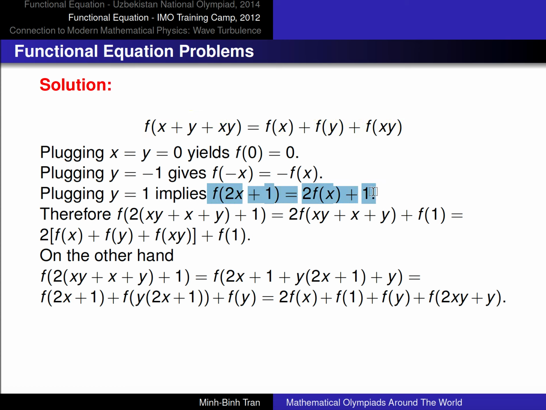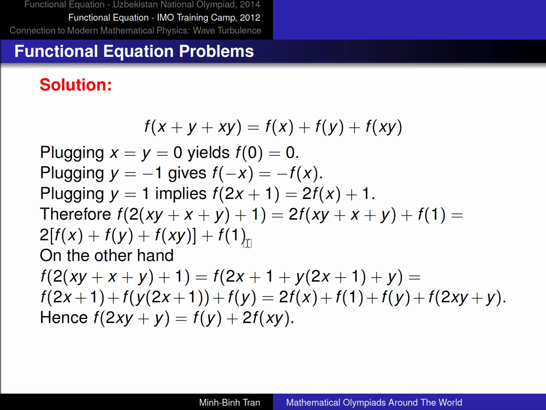Now I'm going to apply this formula, this yellow formula, to f of 2x plus 1. I'm going to have 2f(x) plus 1. This is why, at the end of the day, I'm going to have this formula for f of 2xy plus x plus y plus 1. But from the previous relation we have this term. Now we identify both terms. We're going to get f of 2xy plus y is f(y) plus 2f(xy).